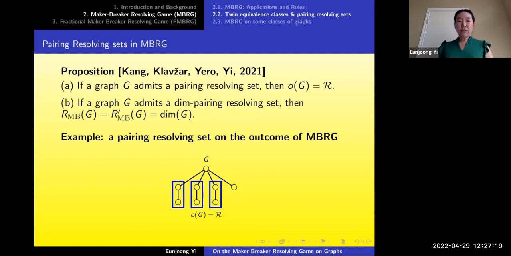By the way, I need to mention where we got the idea of a pairing resolving set. It is from Chen et al. In 2020, when they studied the maker-breaker domination game, they introduced the concept of a pairing dominating set. So it's an analogous concept, and we just used that in terms of a resolving set. So that's what it is.